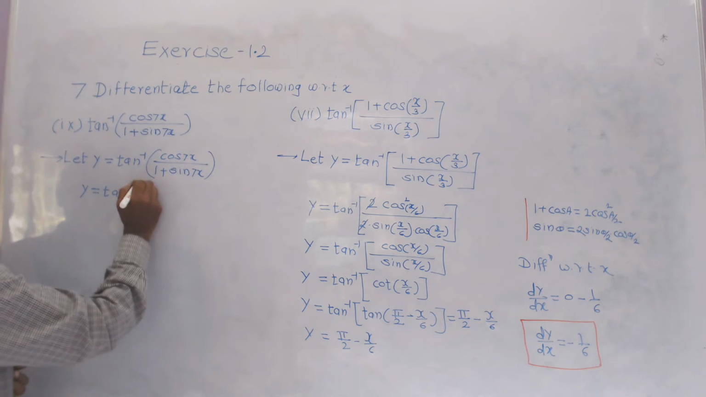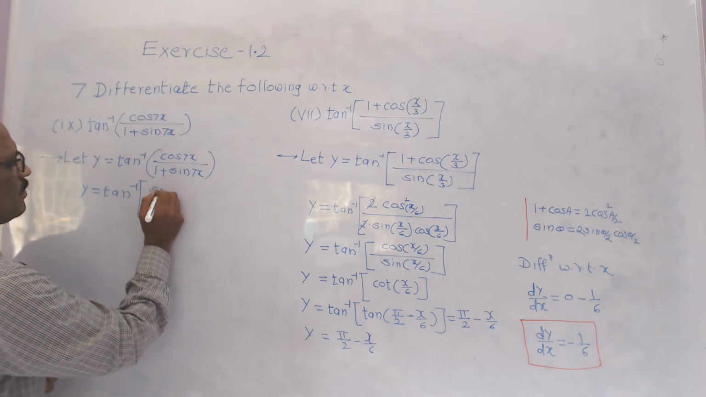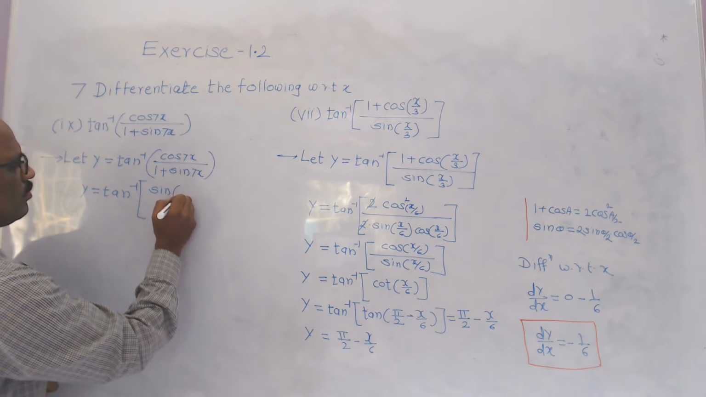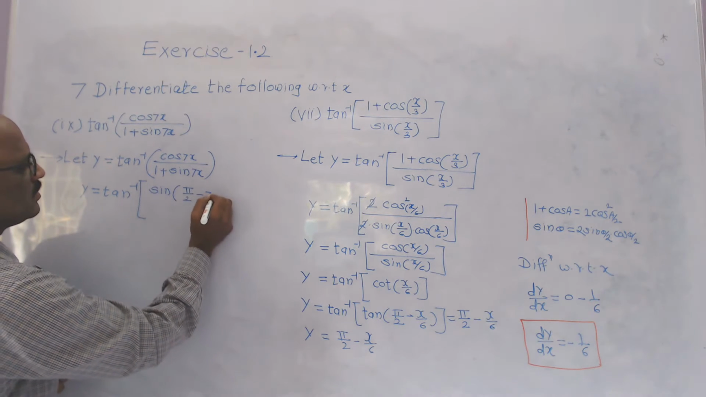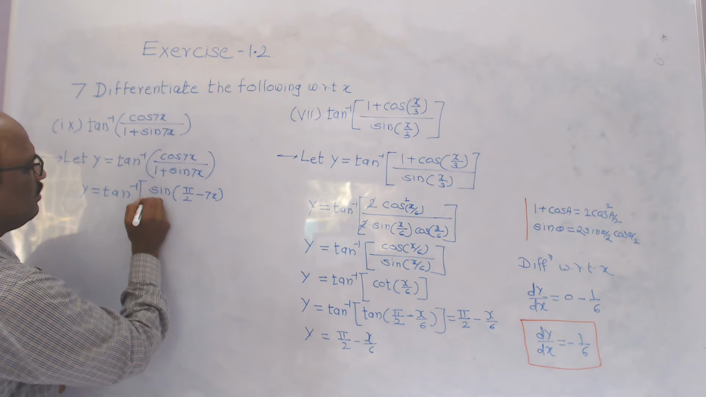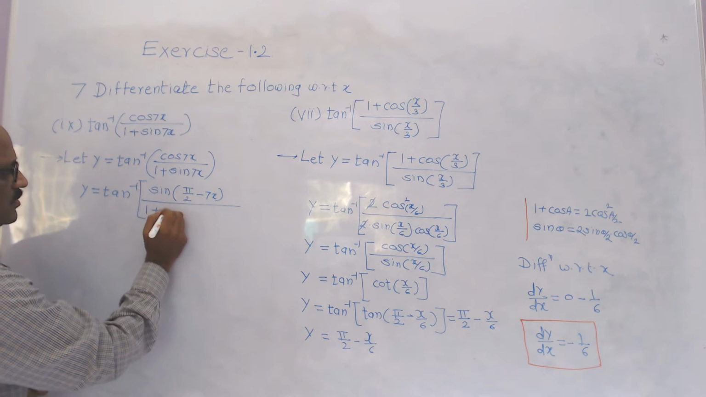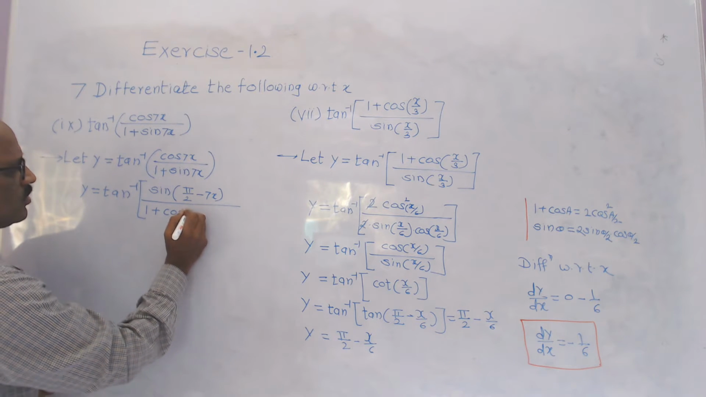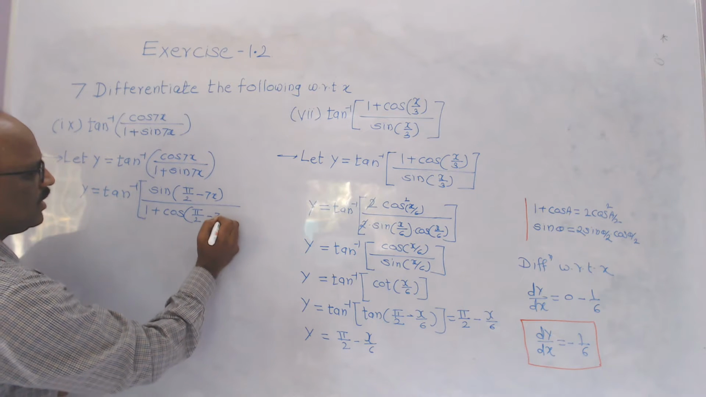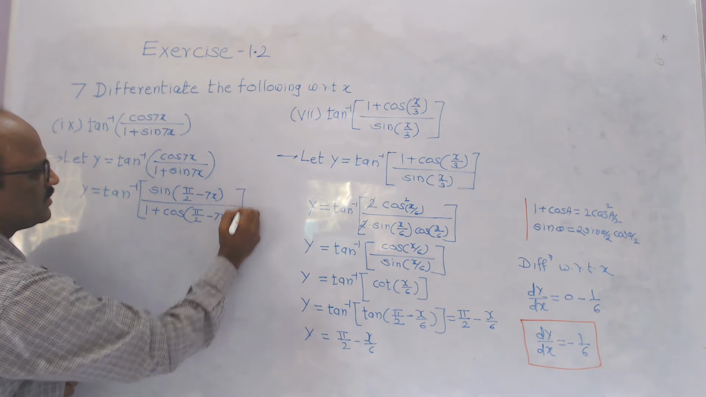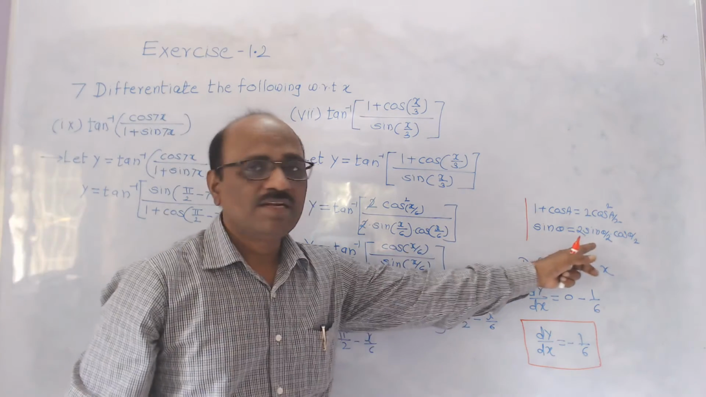And now this can be written as tan inverse of sine of (pi by 2 minus 7x) upon 1 plus cos of (pi by 2 minus 7x). Now again, what is the sine theta? Sine theta is 2 sine theta by 2 into cos theta by 2.